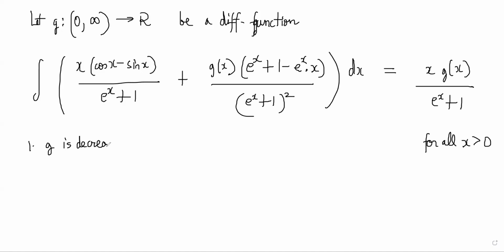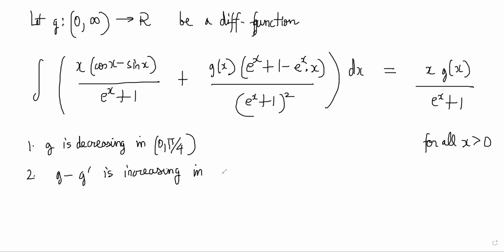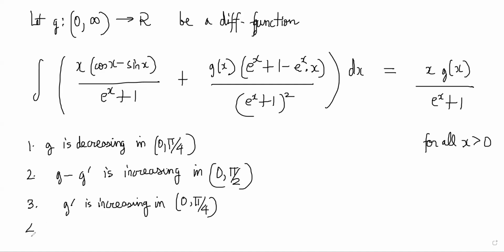G is decreasing in 0 to pi by 4. G minus G dash is increasing in 0 to pi by 2. G dash is increasing in 0 to pi by 4. Finally, G plus G dash is increasing in 0 to pi by 2.